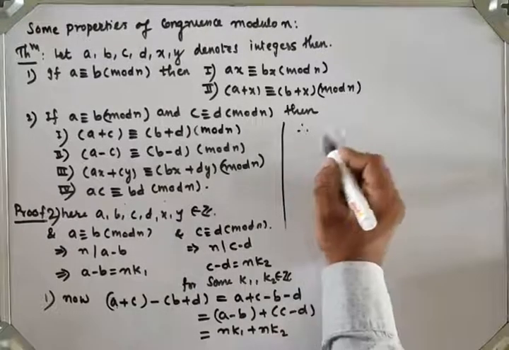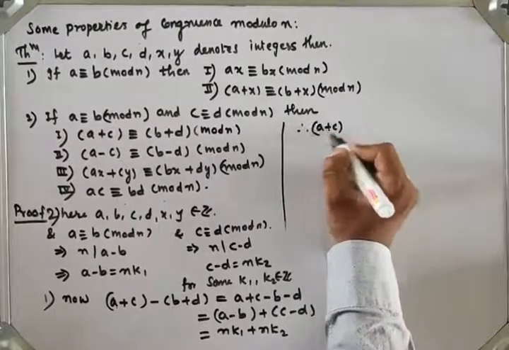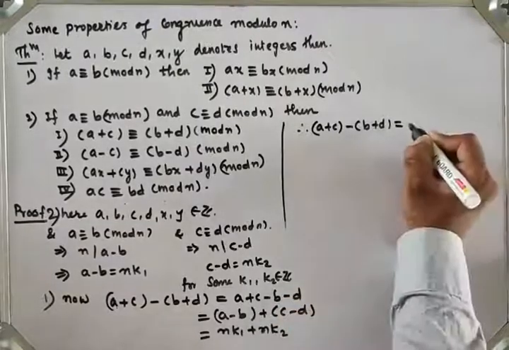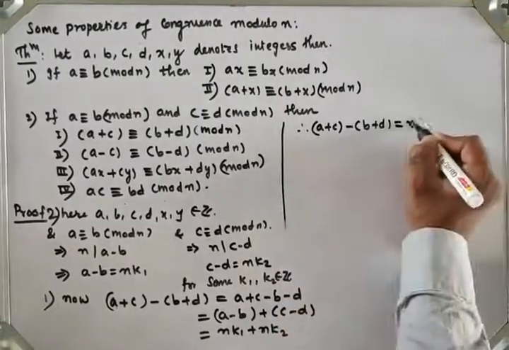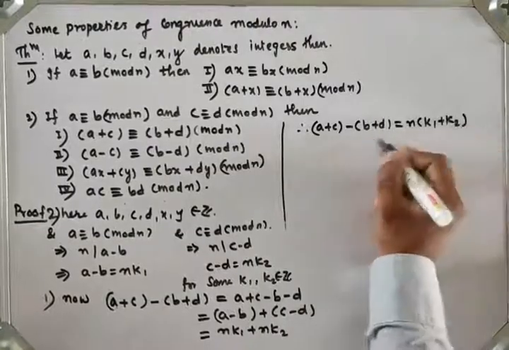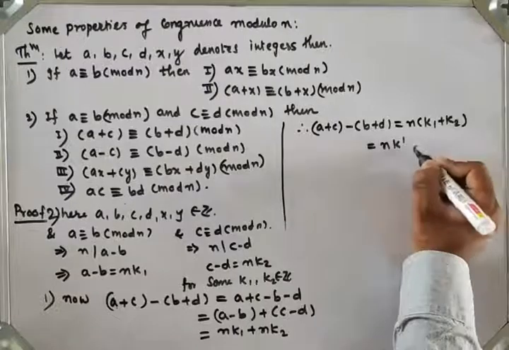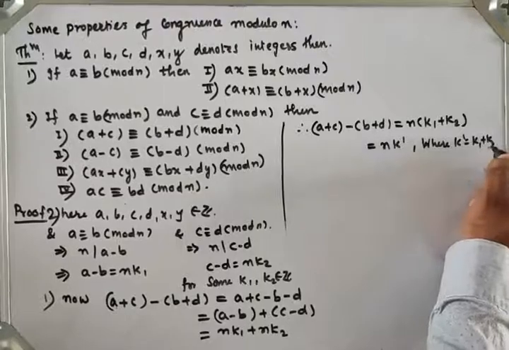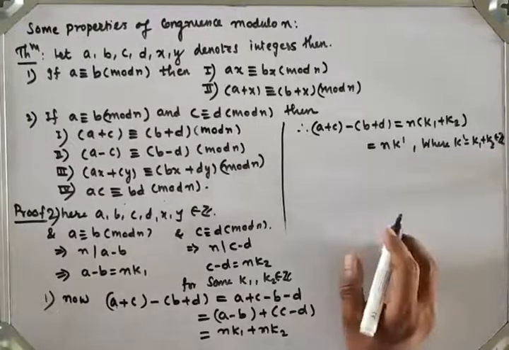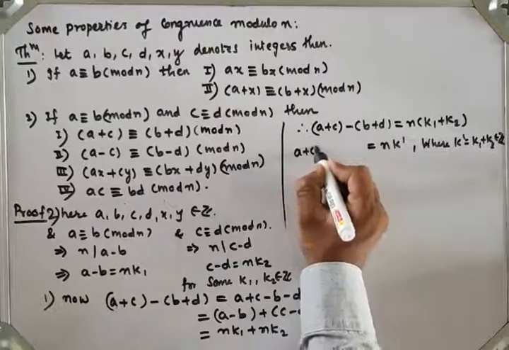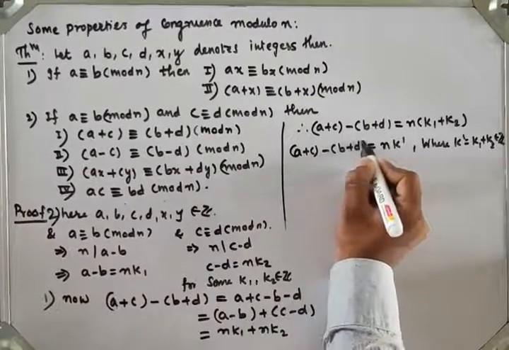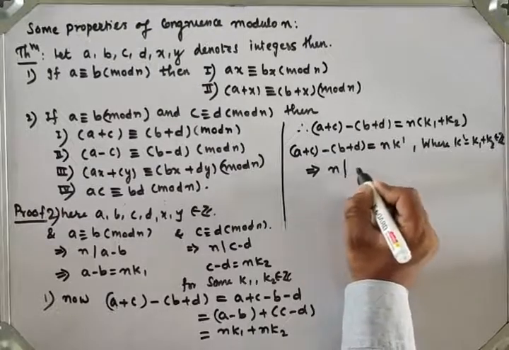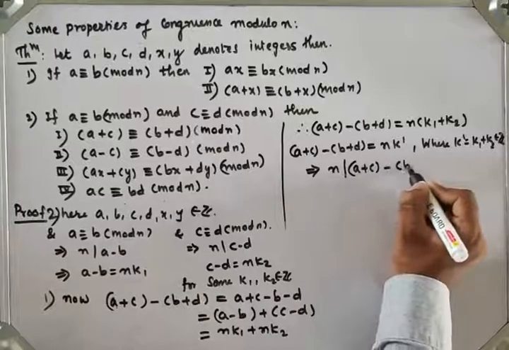Therefore A plus C minus B plus D is the same as, taking n common between the two, n times k1 plus k2. So I will write n times k dash, where k dash is equal to k1 plus k2, which belongs to the set of integers. So the left side A plus C minus B plus D is equal to n times k dash. Then by using the definition of divisibility, n divides A plus C minus B plus D.